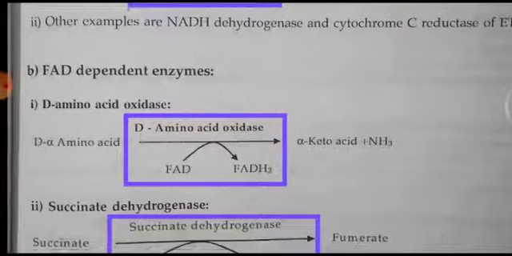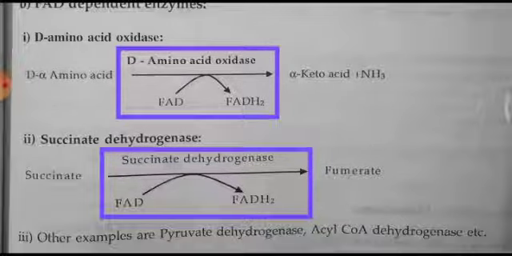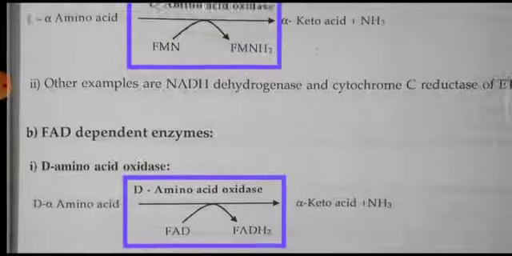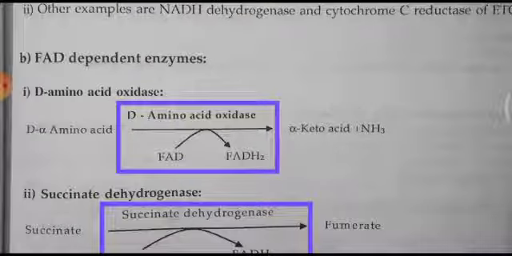Similarly, for the FAD enzyme, you can see the amino acid is the same. Certain amino acid oxidases utilize FMN: in the above reaction, L amino acid oxidase utilizes FMN, and in this one the enzyme is D amino acid oxidase. So D amino acid oxidase utilizes the FAD coenzyme.